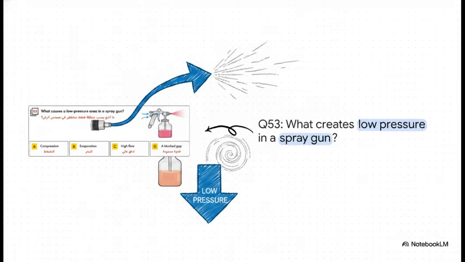Moving right along to 53. What causes a low-pressure area in a spray gun? Remember our step-by-step breakdown from earlier? It is the compressed air moving at a high speed through the hose. High speed means high flow. Therefore, the logical deduction is answer C, high flow.